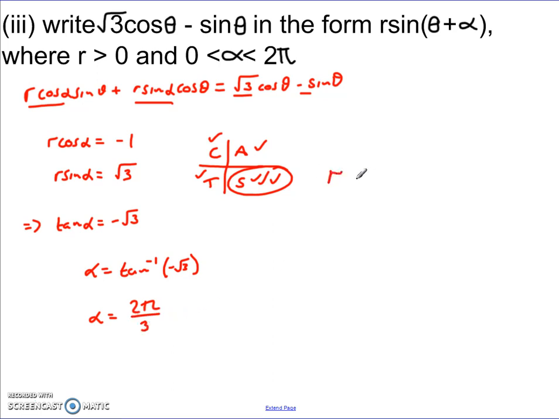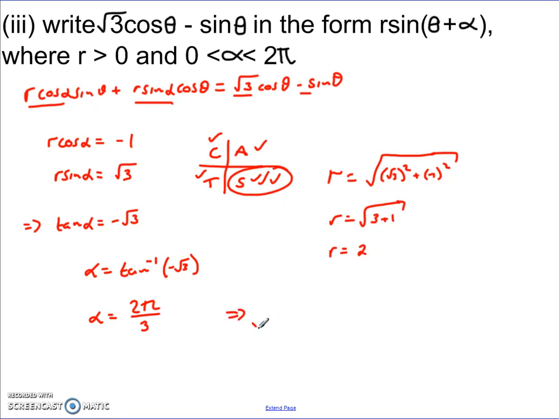Then it's finding the r. Now the r is the equivalent of what the k would have been in this case, so it's the exact same. Square root of the two coefficients squared, so in this case it's square root of root 3 squared plus the negative 1 squared. Root 3 squared is just 3, negative 1 squared is 1, so it's square root of 3 plus 1, that's square root of 4, which we know to be 2.